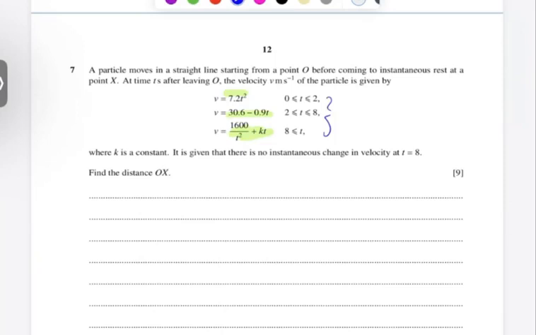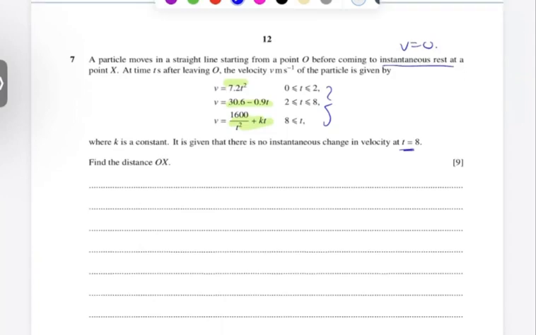So these are my velocities. It is given that there's no instantaneous change in velocity at t equals 8. Find the distance OX. So what is x? X is where it comes to rest. So I've got to figure out where the velocity is equal to 0. Then somehow I've got to work out the distance.